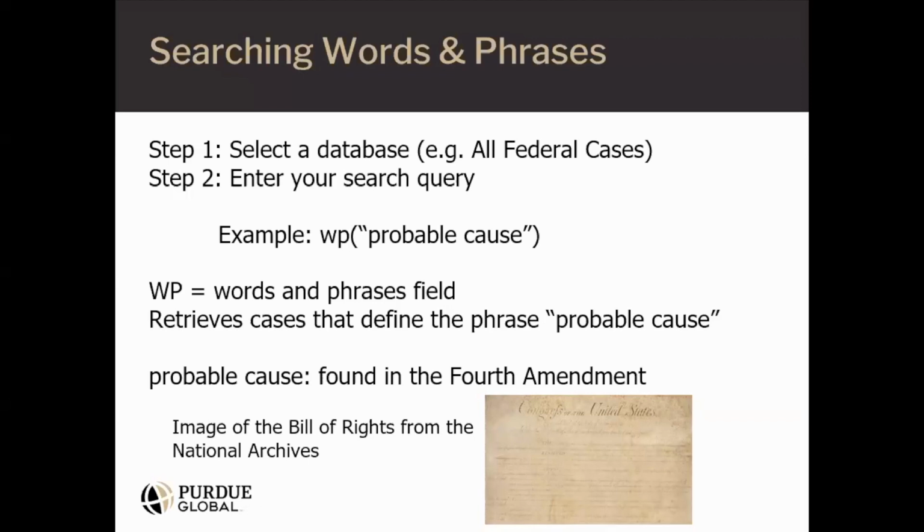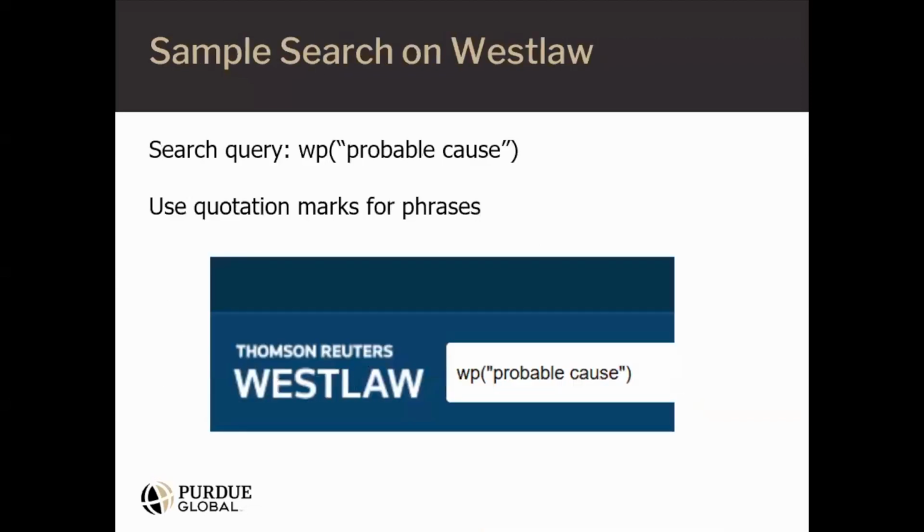Probable cause, as we know, is found in the Fourth Amendment. And so here's just how you would search that on Westlaw. Just go into Westlaw in the main search box, just do WP for words and phrases, open paren, open quote, probable cause, close quote, close paren. If it's a phrase, we want to use quotation marks. And if it's just one word, then you don't have to use quotation marks. So just do WP, that's the words and phrases field.